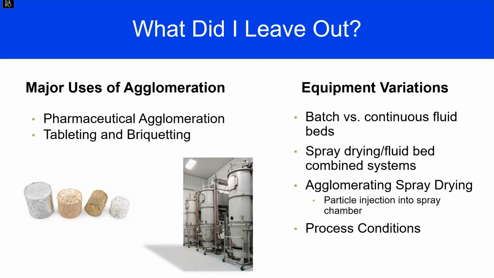I didn't talk about tabulating and briquetting. These are two other techniques that are really important in agglomeration. I just didn't have time to do that. And I didn't talk about batch versus continuous, not just fluid beds, but batch versus continuous agglomeration process. I didn't talk about using a spray dryer as not only a spray dryer, but in combination with a fluid bed, or actually doing an agglomerating spray dryer. These are very critical agglomeration techniques. And I talked a little bit about process conditions, but we could spend hours talking about process conditions and the theories behind that. But let me tell you where you can get some of this information.